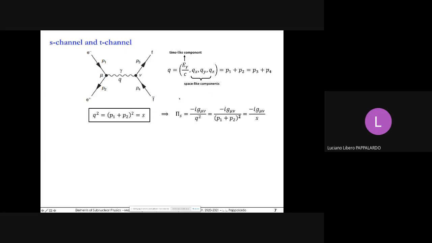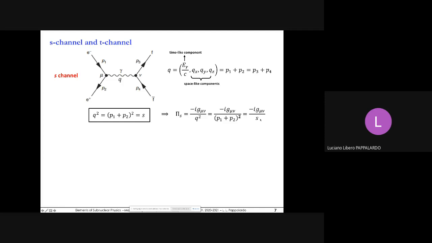Now, if you remember, if you take the square of this sum, this is exactly the s Mandelstam variable. So we can now substitute in our propagator for this kind of process, instead of q², the s Mandelstam variable. And this is the reason why this kind of diagrams are also called s-channels, because you can express your four-momentum squared in terms of the Mandelstam s variable.